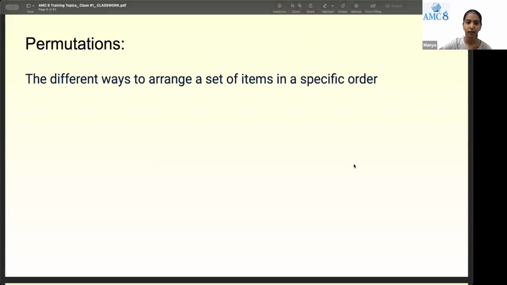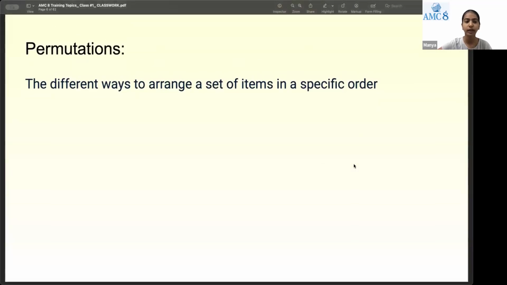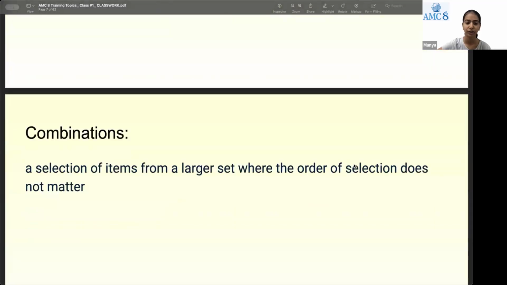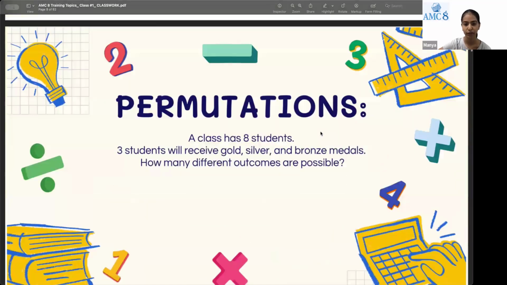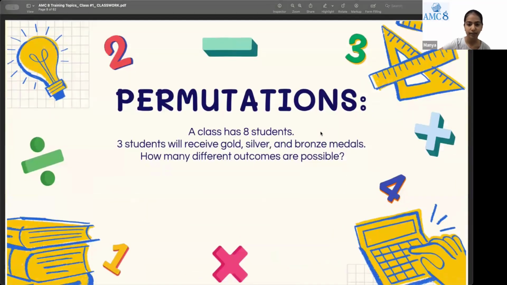First of all, the definition of permutations is that you can use them to find the different ways to arrange a set of items in a specific order. And combinations are a selection of items from a larger set where you pick a smaller set and the order of selection does not matter. Here is a permutations problem. Suppose that a class has 8 students, and 3 students will be receiving gold, silver, and bronze medals. How many different outcomes are possible?